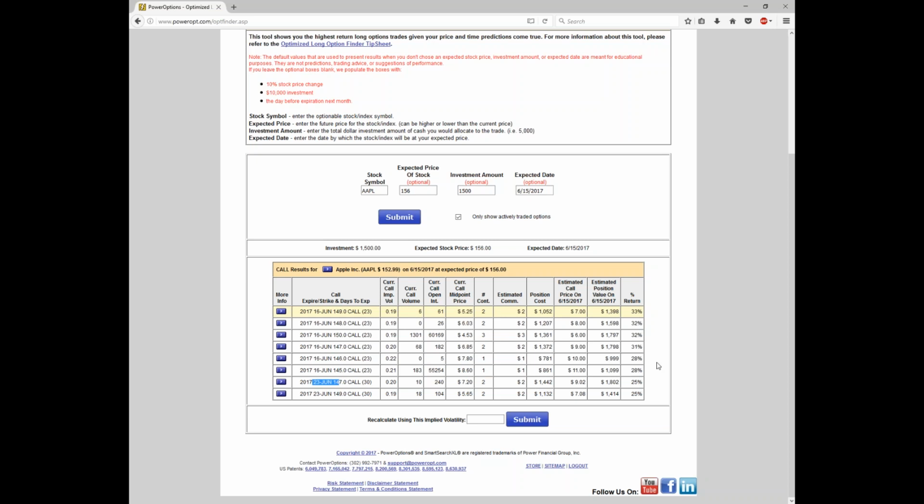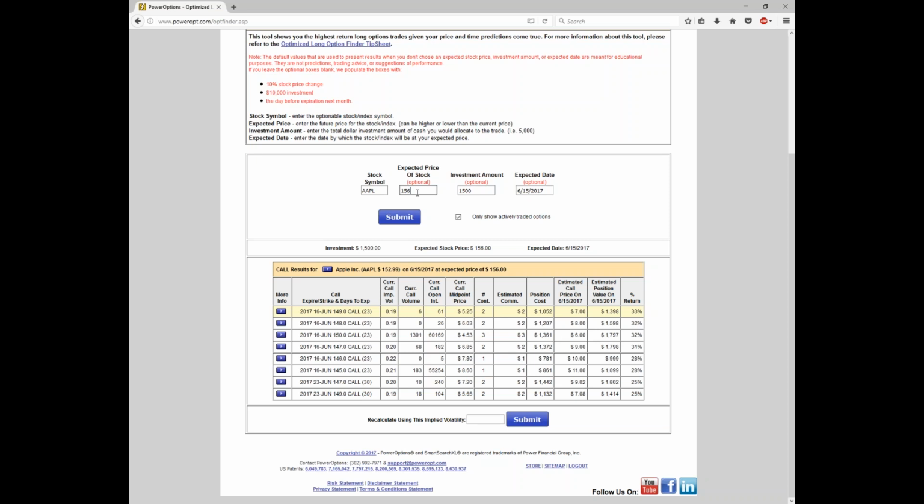So what did this tool just do? It gave me a quick view to decide without going through and analyzing the delta, the percent option volume, and things of that nature. If I thought Apple was going to be trading around this price in the next 10, 15 days or so, 20 days, this is the strike price that would theoretically give me the best bang for the buck. Of course, you'd see higher returns if you put in a higher value.